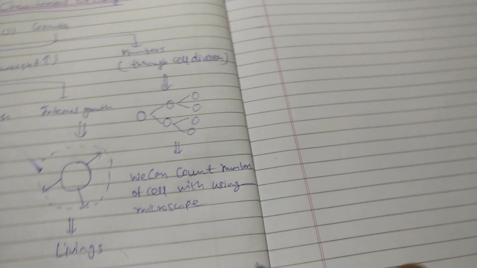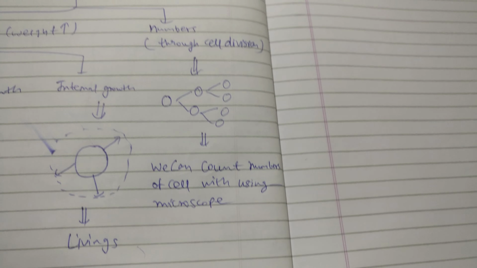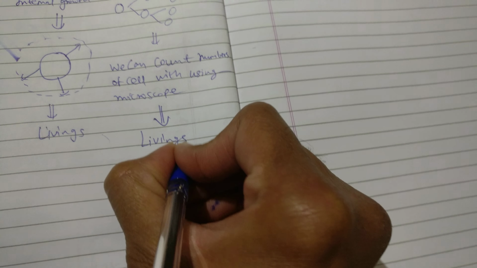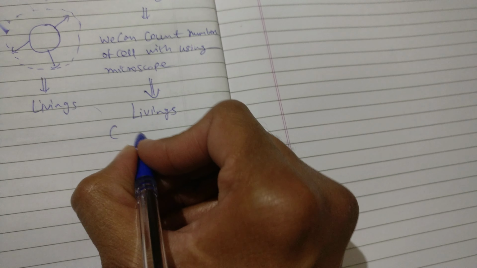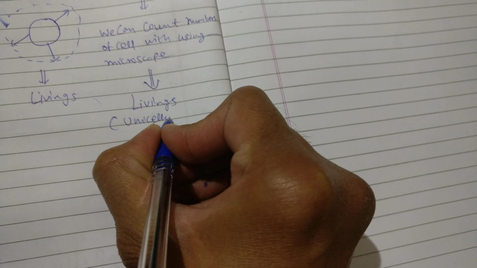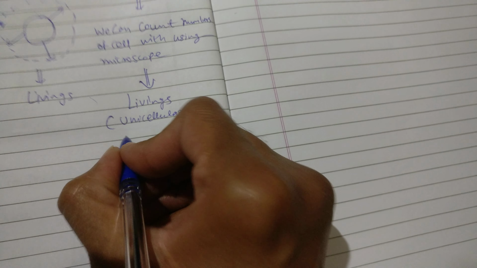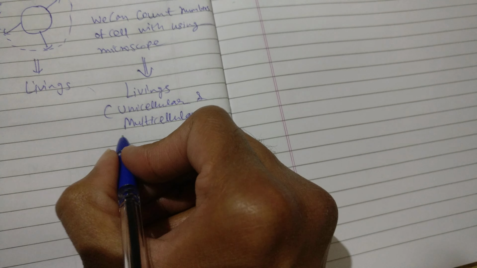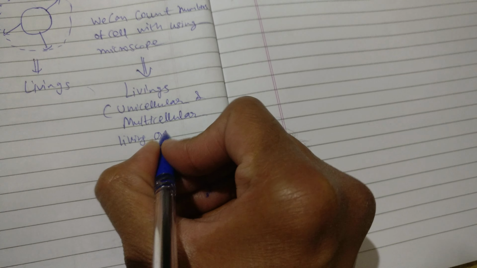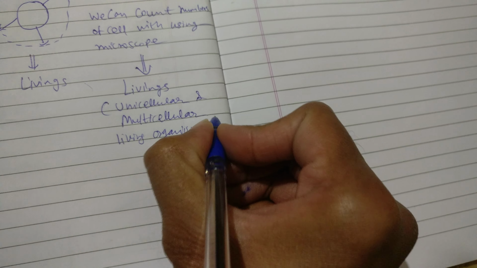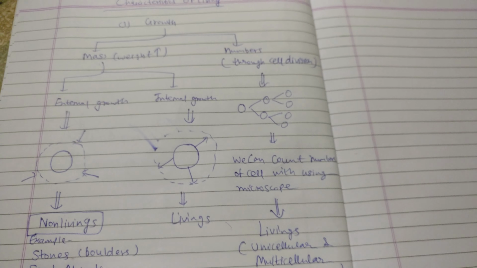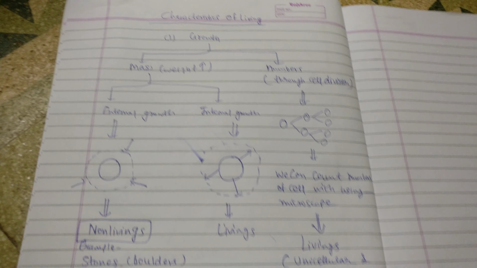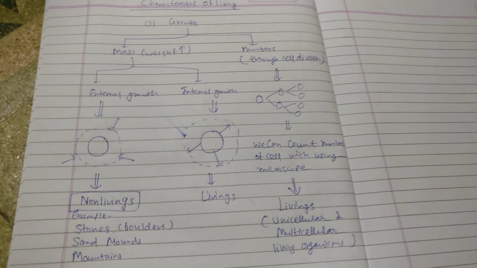So the number of cells is countable with a microscope, and this type of growth is also found in livings, in both unicellular and multicellular living organisms. So this is about the characteristic of growth.